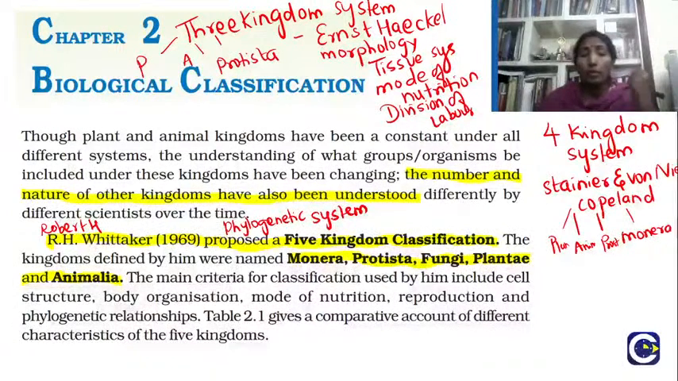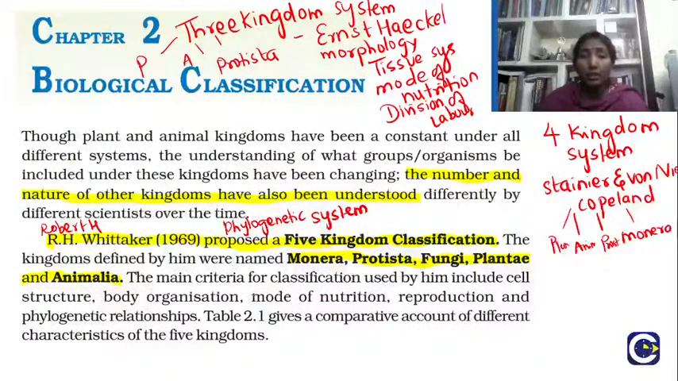Then mode of nutrition, reproduction. He took about five such things and proposed the classification. That was done by Whittaker. So Robert H. Whittaker proposed a five kingdom classification. The kingdoms defined by him were Monera, Protista, Fungi, Plantae and Animalia.